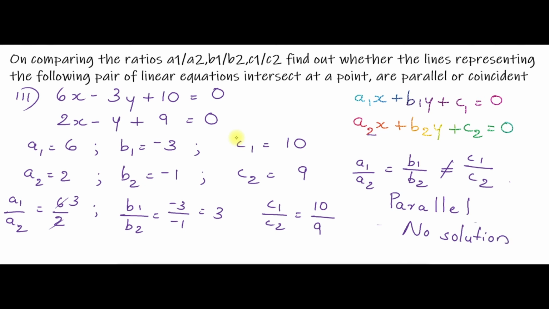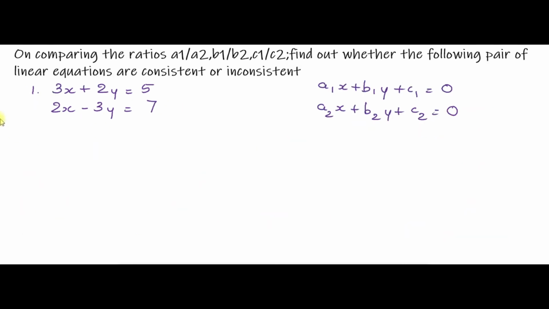Now, we can see consistent and inconsistent pair of equations. Next question. On comparing the ratios A1 by A2, B1 by B2 and C1 by C2, find out whether the following pair of linear equations are consistent or inconsistent. Your first question, 3x plus 2y equal to 5 and 2x minus 3y equal to 7.